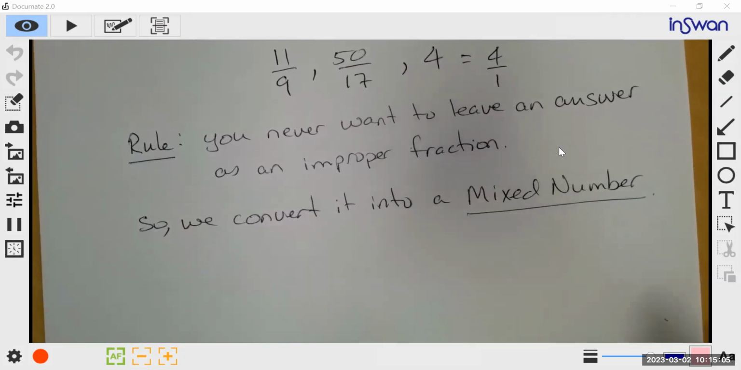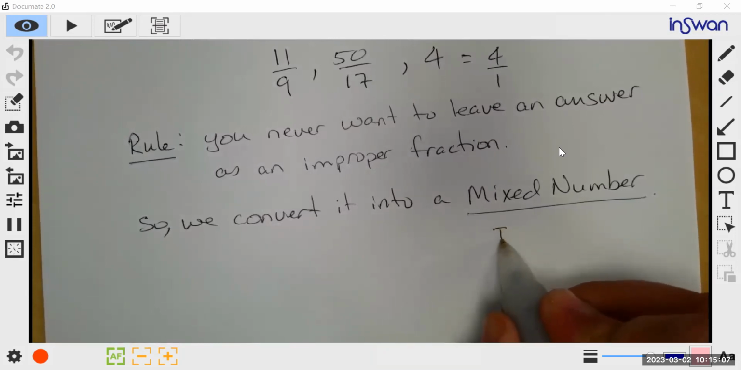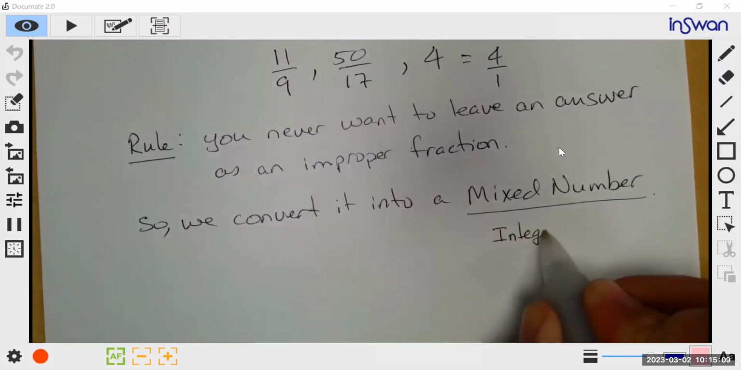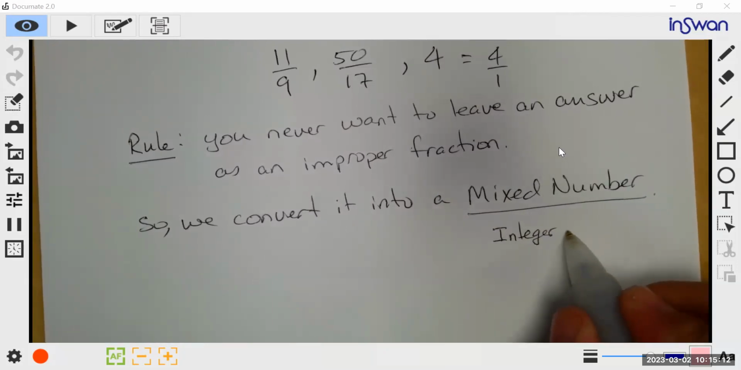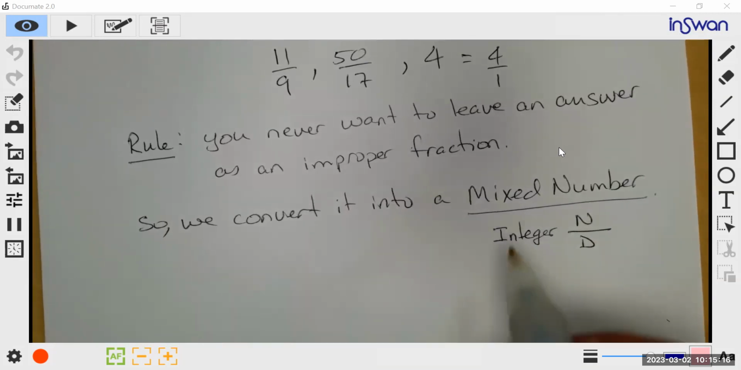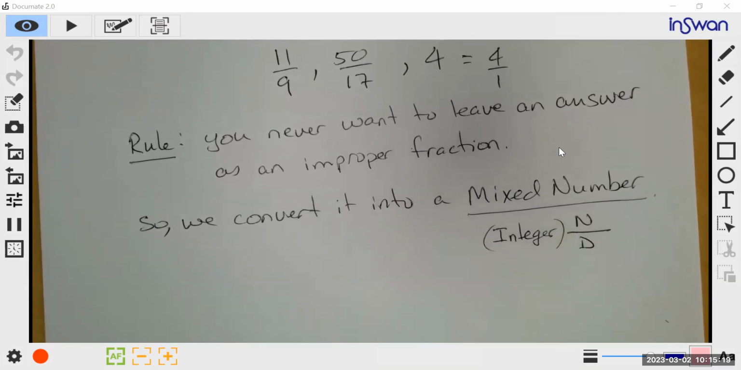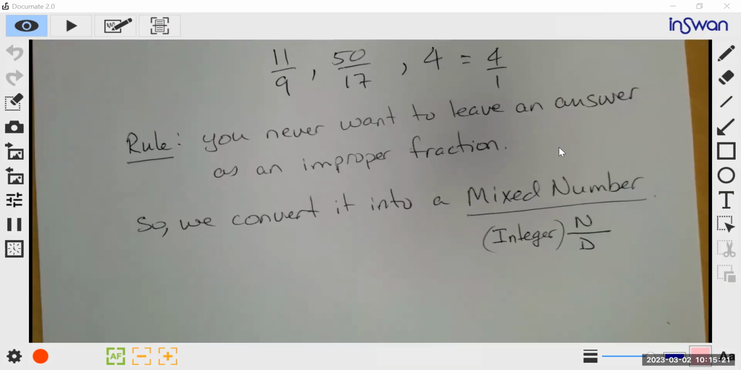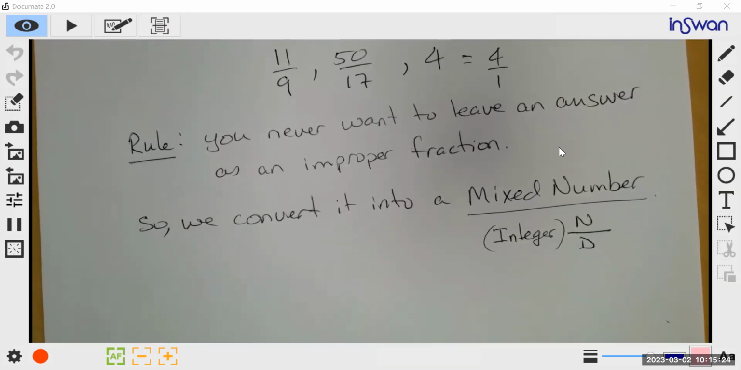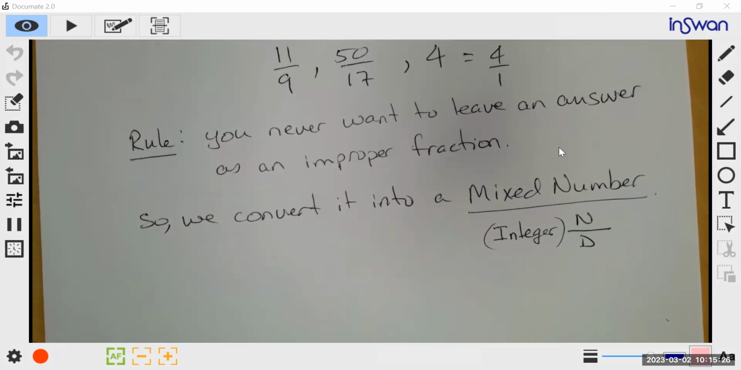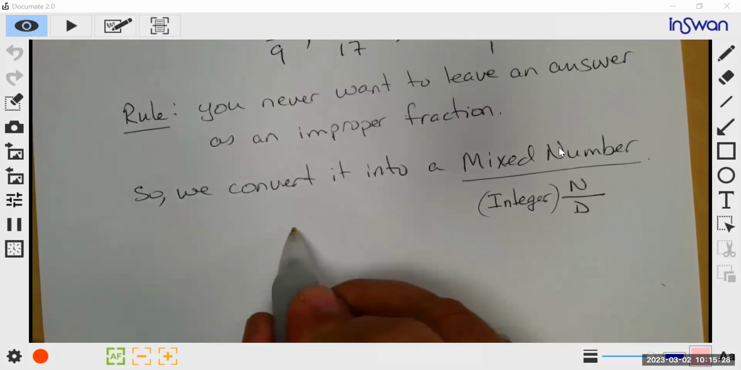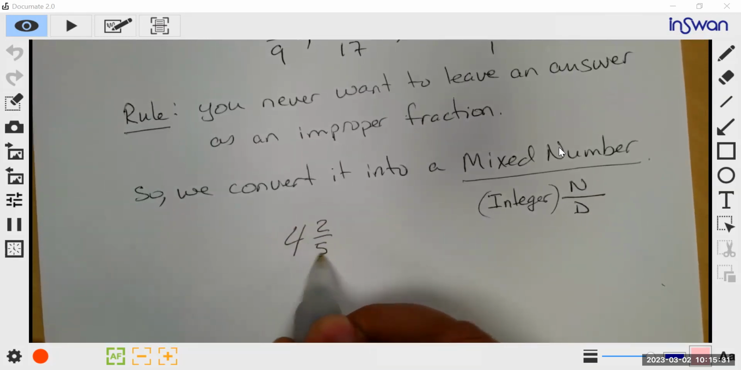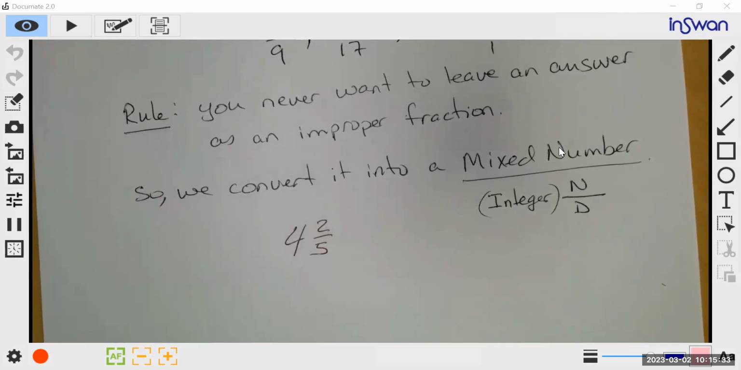A mixed number looks like this. It has an integer, a number, and it has a fraction. It has an integer in front and a fraction behind it, a proper fraction behind it. For example, that's an example of a mixed number. It's mixed because it has an integer and a fraction.